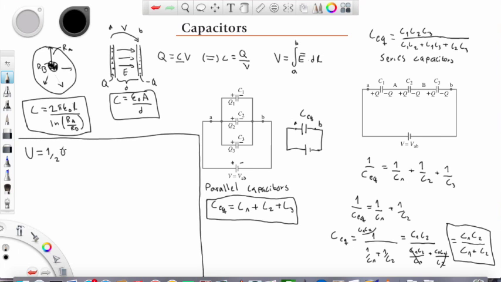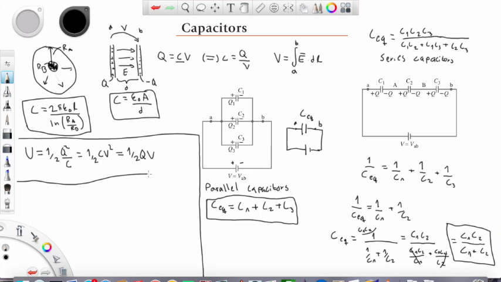So, for example, it can be Q squared over 2C, and the other variations come from combining this expression with Q equals CV. Or we can also express it as 1/2 C times V squared, or 1/2 QV. Depending on the problem, one of them is easier than the others, depending on what quantities we know.